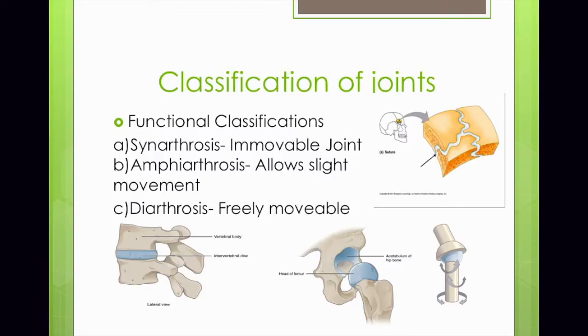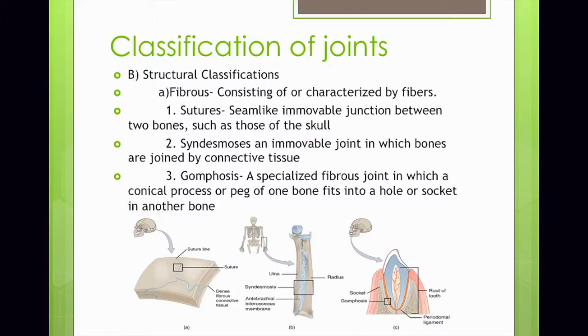Structural classifications of joints. Fibrous joints are consisting of or characterized by fibers. Sutures are seam-like immovable junctions between two bones, such as those found in the skull. Syndesmoses are an immovable joint in which bones are joined by connective tissue. Gomphoses, which are a specialized fibrous joint in which a conical process or peg of one bone fits into a hole or socket of another bone. Below are images that show you where you can find these types of fibrous joints.